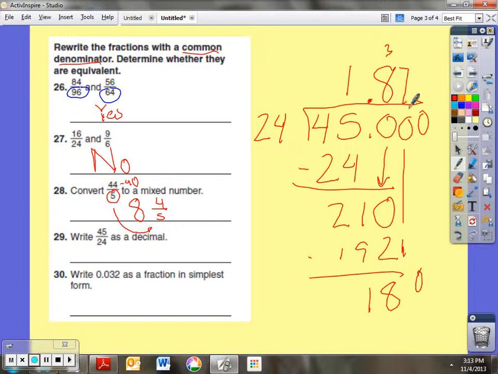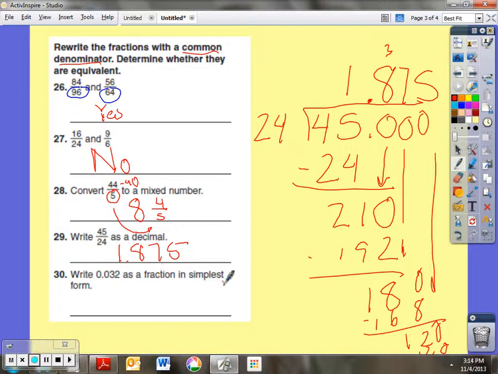Let's try 7. That's 28. That's 14, 15, 16. That looks better. I always stop at things. That makes sense. Now bring down this 0. I have a 1 here. That gives me 5. 5 times 4 is 20. 5 times 2 is 10. Plus 2 is 12. Hey, there's my final answer. 1 and 875 thousandths.